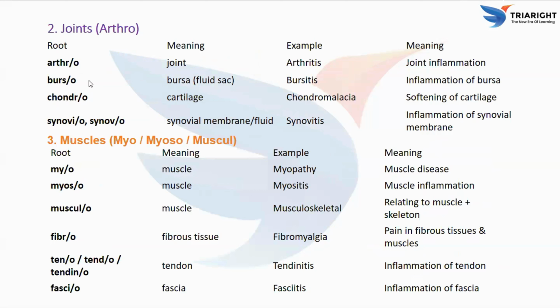And synovo or synovio, it's a synovial membrane or fluid. Synovitis is an inflammation of the synovial membrane. So these root words are mainly used in medical terms related to joints, bursa, cartilage, and also the synovial membranes. And then muscles. Root words related to the muscles, tendons, fascia, and related tissues are given here. Myo meaning muscle, and myoso is also muscle. Musculo is also a muscle. Fibro means fibrous tissue. Tendo or tendino means a tendon. Fascio means fascia. So these are the examples of these root words.